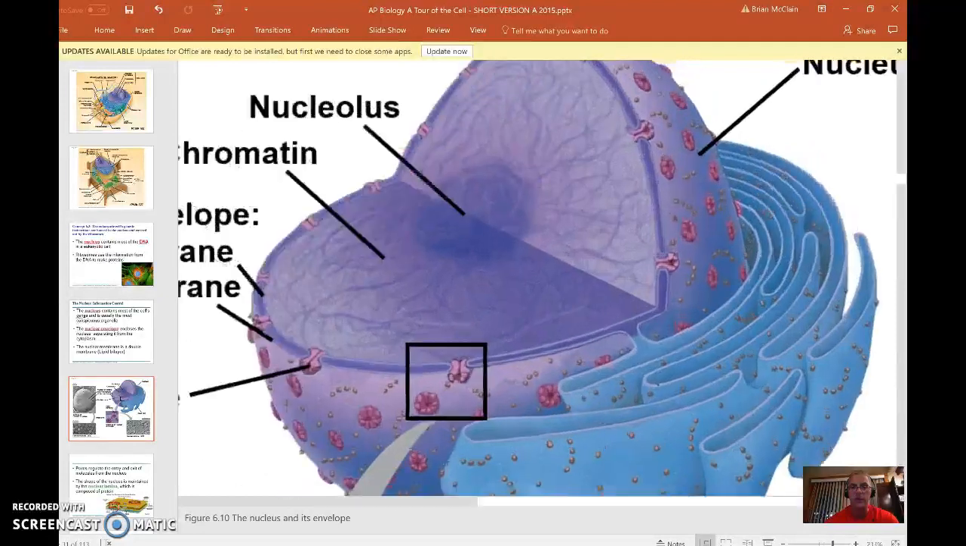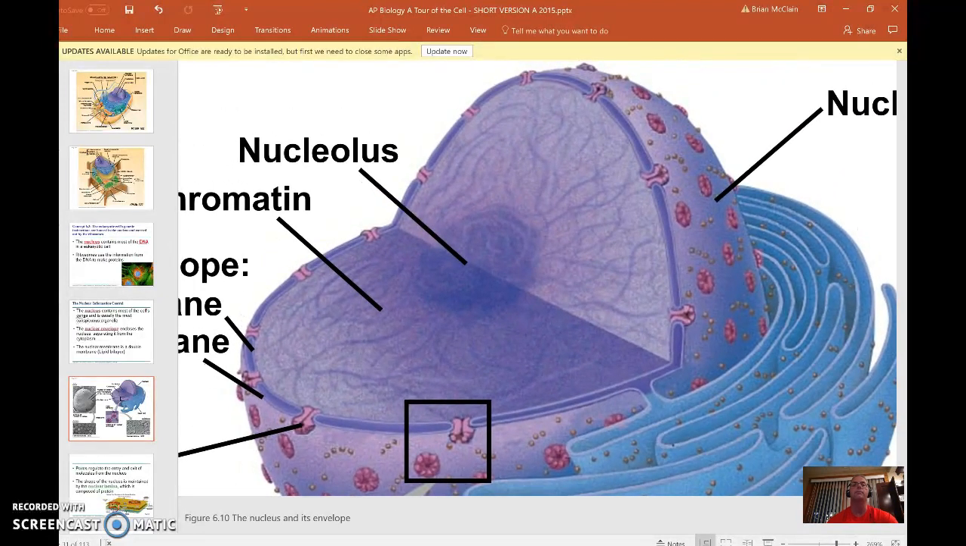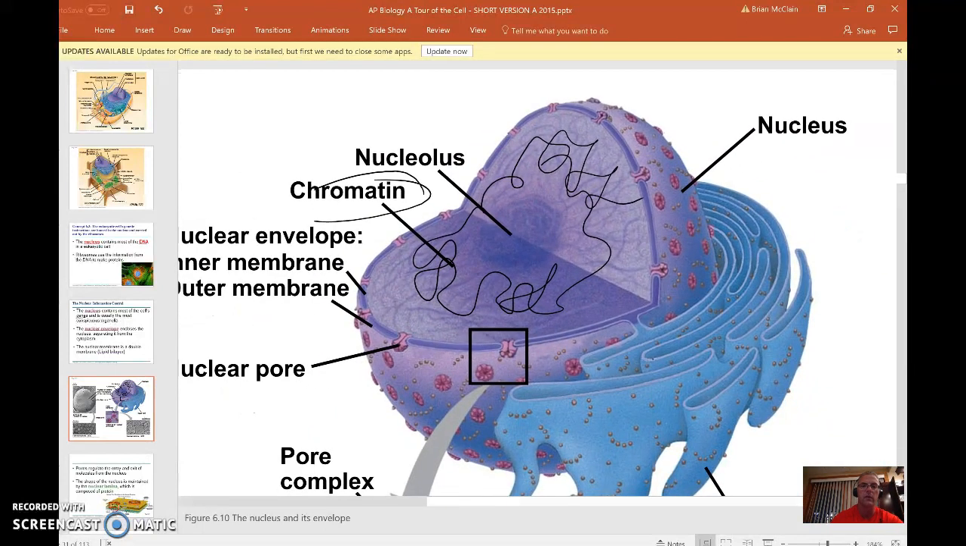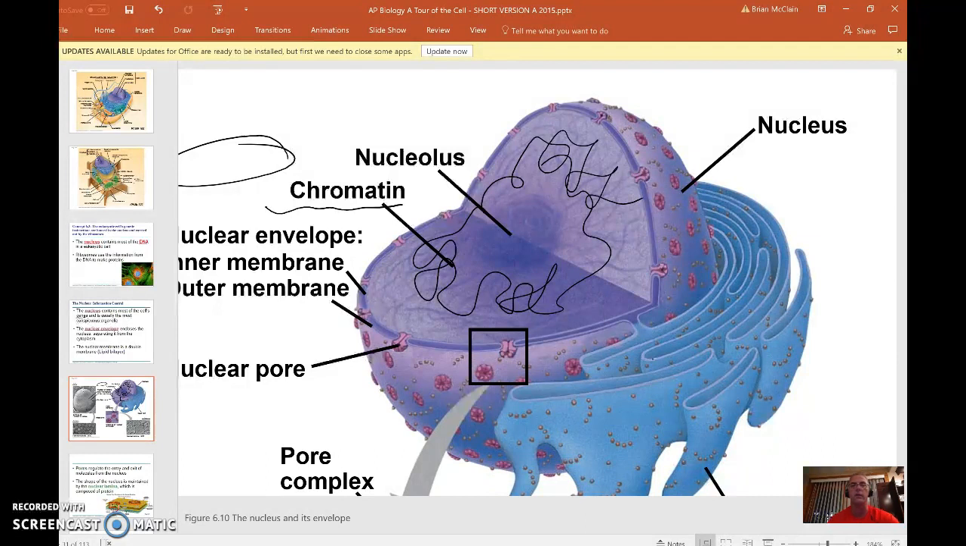So if we zoom in just a little bit on this picture right here, what we're going to see is inside of here we have genetic material. This coiled up collection of material inside of here is what we refer to as chromatin. But chromatin is DNA in a non-replicating form. So as long as this is during the interphase of the cell's life cycle, which we know it is because the nucleus is still intact, that's what you're going to see.